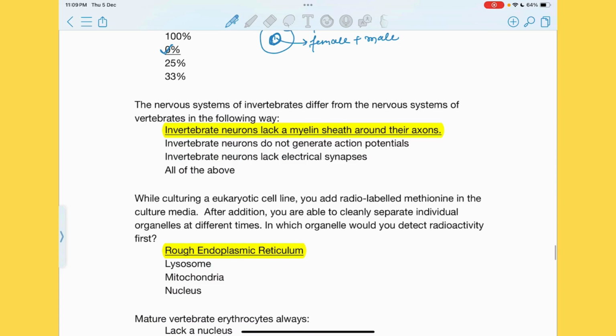The next question says, the nervous systems of invertebrates differ from the nervous system of the vertebrates in the following way. Invertebrate neurons lack myelin sheath around the axons. True. Invertebrate neurons do not generate the action potential. No, they generate the action potential. Invertebrate neurons lack electrical synapses. No, they don't lack electrical synapses. There are some cases where they lack the chemical synapses, but no, they have electrical synapses. So the correct option is option number 1.